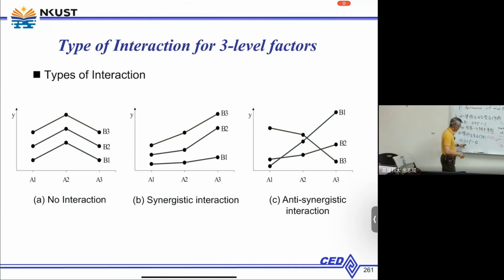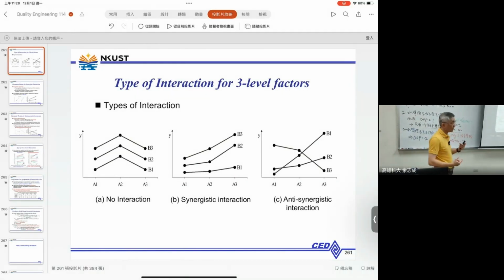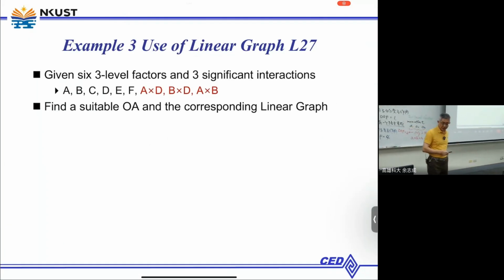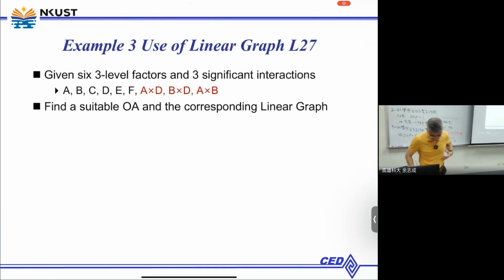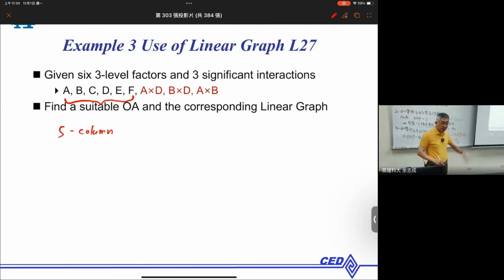Why did I need to talk about this one? Because if an interaction has 4 degrees of freedom, in this example we are talking about L27, but now you have 5 two-level factors. So you can see that you have 5 columns. You need 5 columns, right? And each column will have 2 degrees of freedom because each column can be assigned 3-level factors.